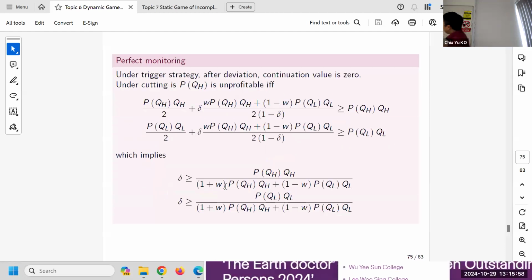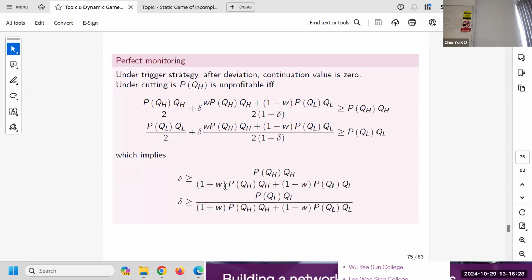Maybe let me finish the slide before the break, because otherwise that will make things more continuous. So do note that we can have a trigger strategy, which means that if anyone doesn't follow what's supposed to be done, we will play Bertrand forever. So we're done, and that would prove it.